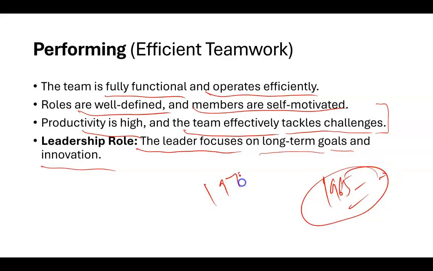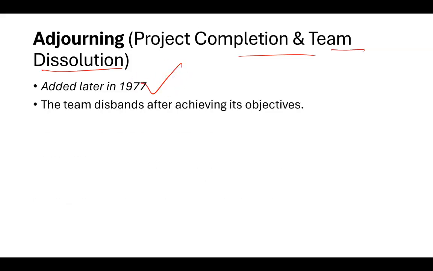But then in 1977, Tuckman came up with another stage, and that was called adjourning. Adjourning means project completion and team dissolution. So what happens at this stage now? This was added in 1977. I already explained to you, right? What happens at this stage is the team disbands after achieving its objective.